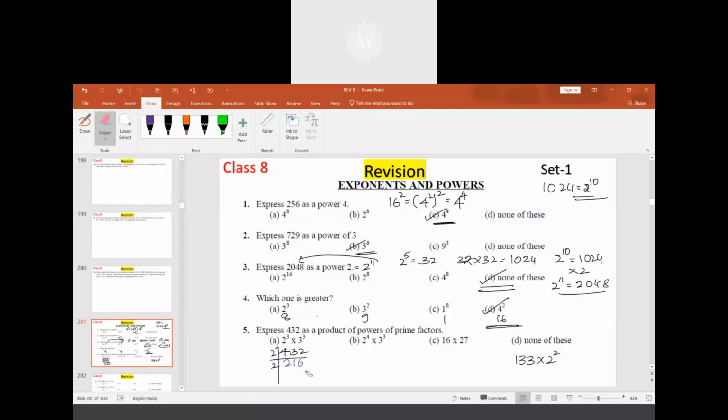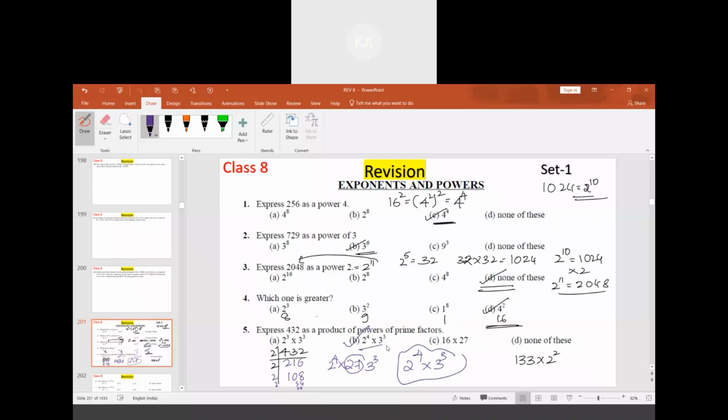216, further we can divide. We get 108, sir. Option B and option C are both the same: 16 times 27. But 16 and 27 are not prime factors. 2 raised to the power 4 into 27. This is nothing but 3 raised to 3. Where is this option? We have to find option B.